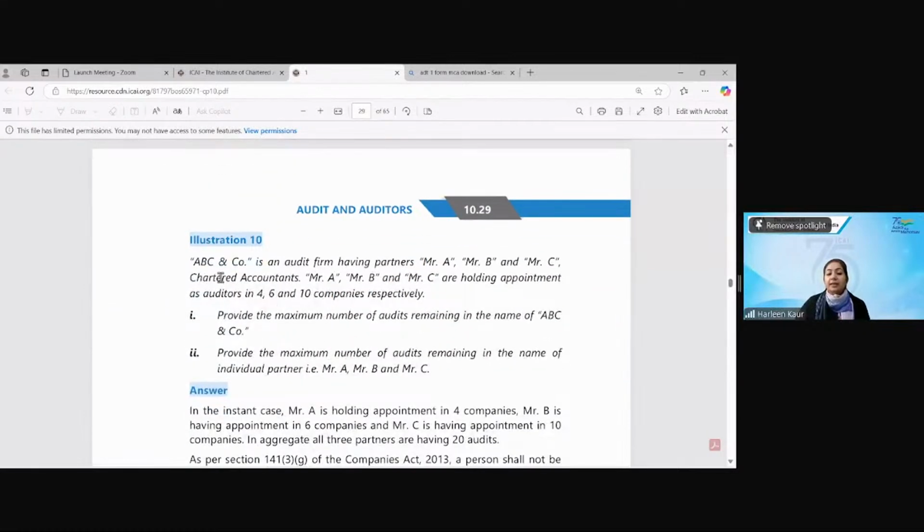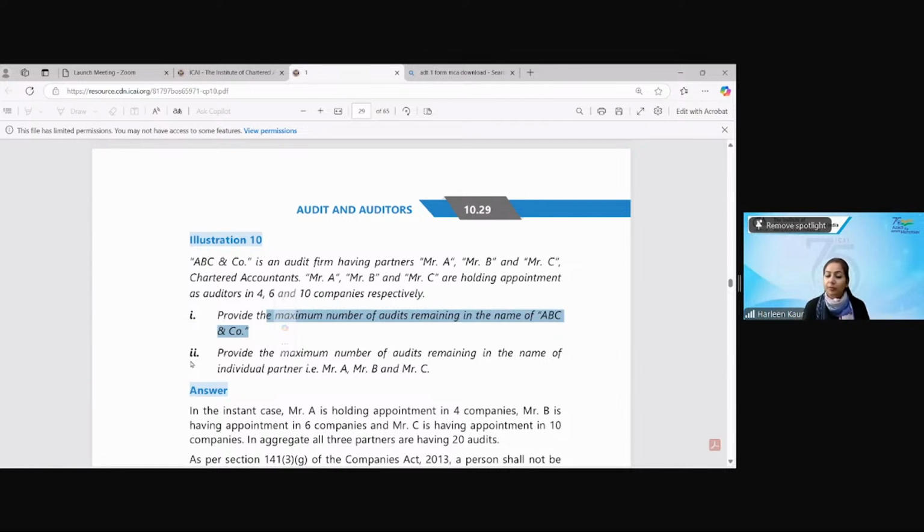Now, this is the case. ABC company is an audit firm having partners A, B, and C. Mr. A, B, and C are holding appointment as auditors of 4, 6, and 10 companies. What is the maximum number of audits remaining in the name of ABC and company? So ABC company has 3 people as partners, and A is doing 4 audits, B is doing 6 audits, C is doing 10 audits. What is the maximum number of audits they can do first of all? 20.